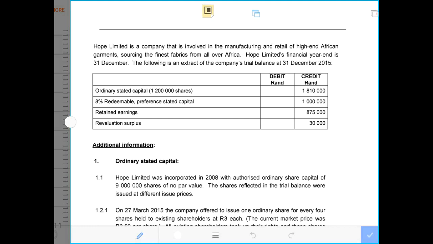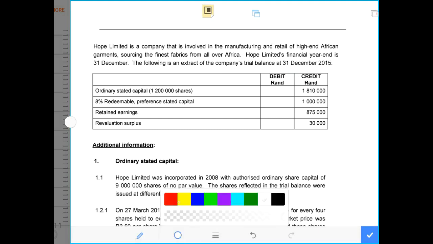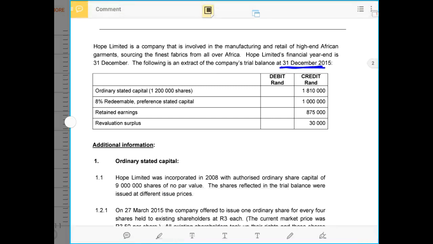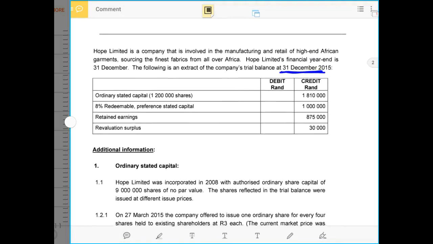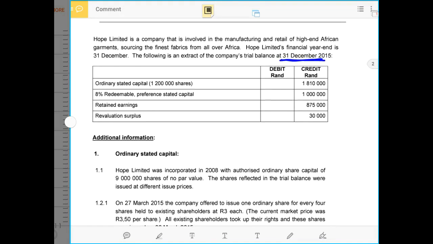So now we are given this extract, and it is at the end of the accounting period, which is 31st of December, which in this case is the year 2015. Then they further say in the trial balance, and the trial balance is for the ordinary stated capital, and after we are given 8% redeemable preference stated capital, retained earnings, and revaluation surplus.